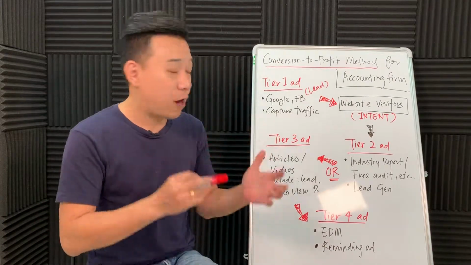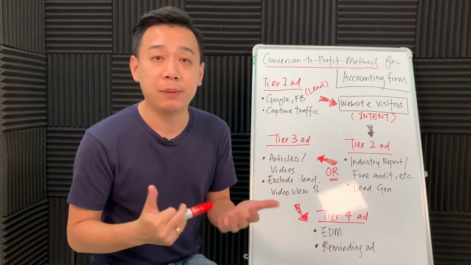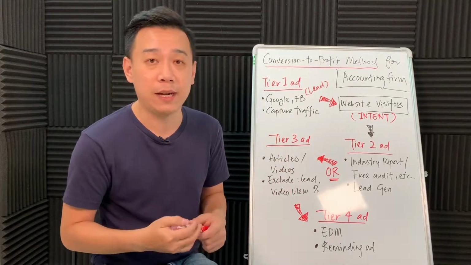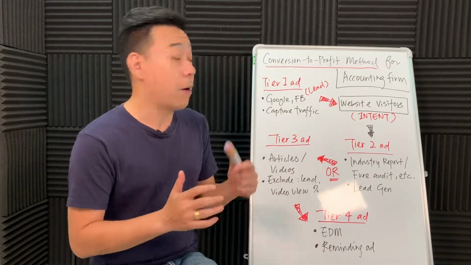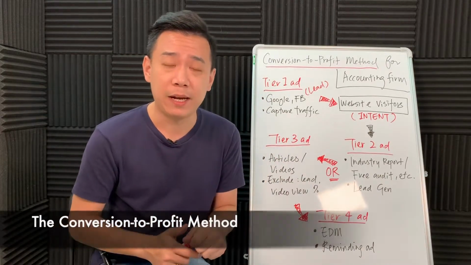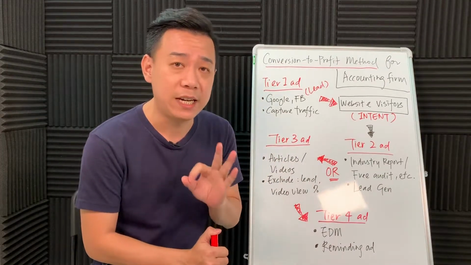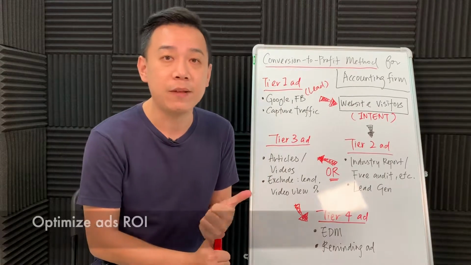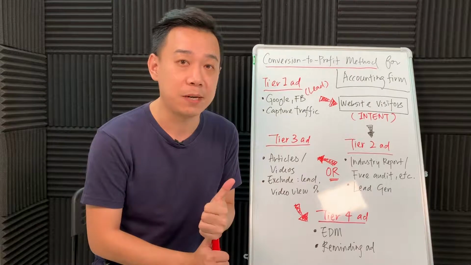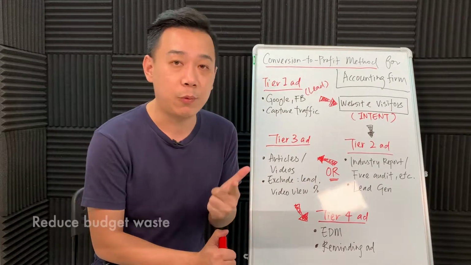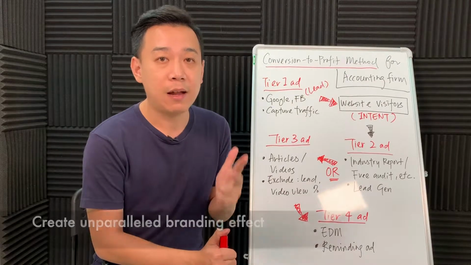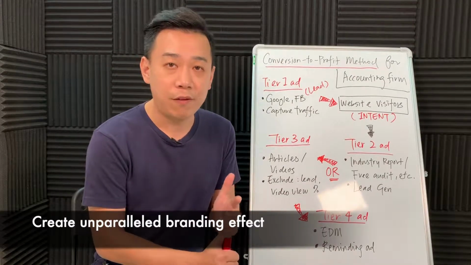Now, the strategy here is really to use multiple platforms, and we want to connect these few platforms together to create a powerful strategy. Conversion to profit method is a method that we developed, and it focuses on bringing three key benefits to your business. The first benefit is we want to optimize ROI with the advertising budget that we have. The second is we want to reduce budget waste. And last but not least, we want to create an unparalleled branding effect for your brand.